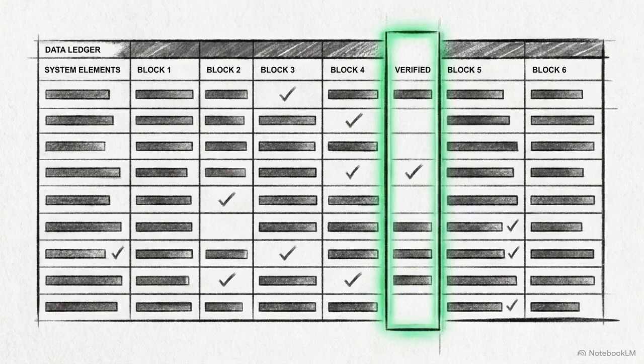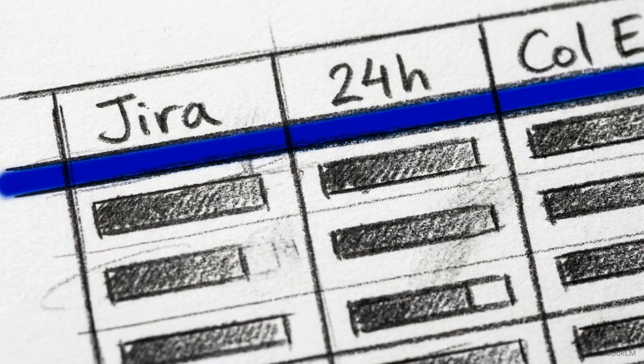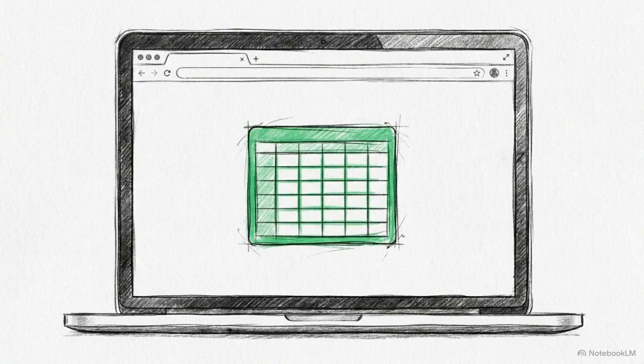Step 1 happens before we touch any automation. We build a data dictionary matrix. We record every metric, the tool it lives in, the update frequency, and its exact target column in our destination. With our data mapped, we set up our destination.